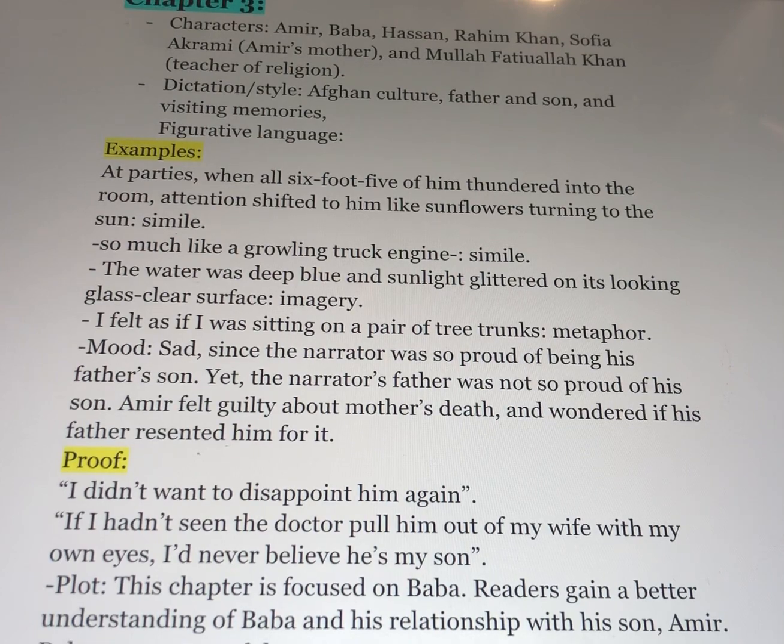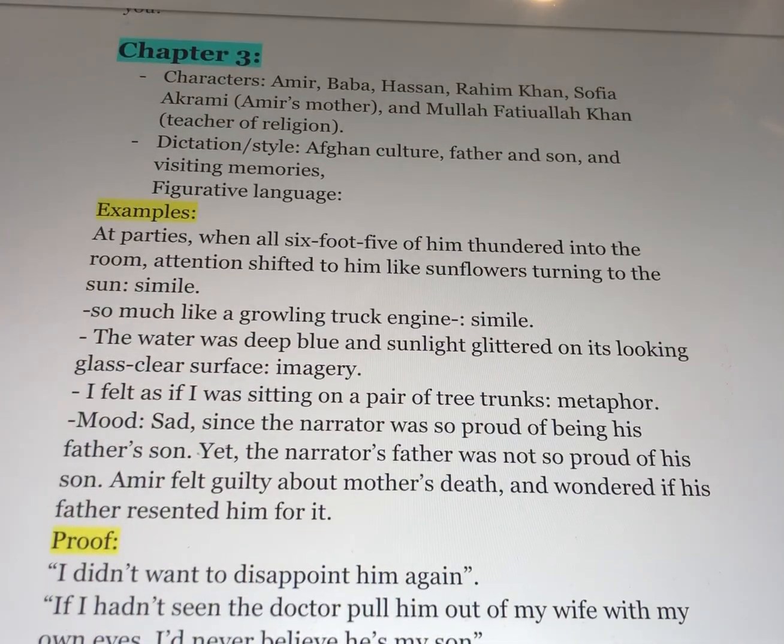Chapter 3. Characters: Amir, Baba, Hassan, Rahim Khan, Sofia Akrami, who was Amir's mother, and Mullah Fatiullah Khan, the teacher of religion. He taught Amir religion and the dictation and styles of Afghan culture. Themes: father and son, and visiting memories.